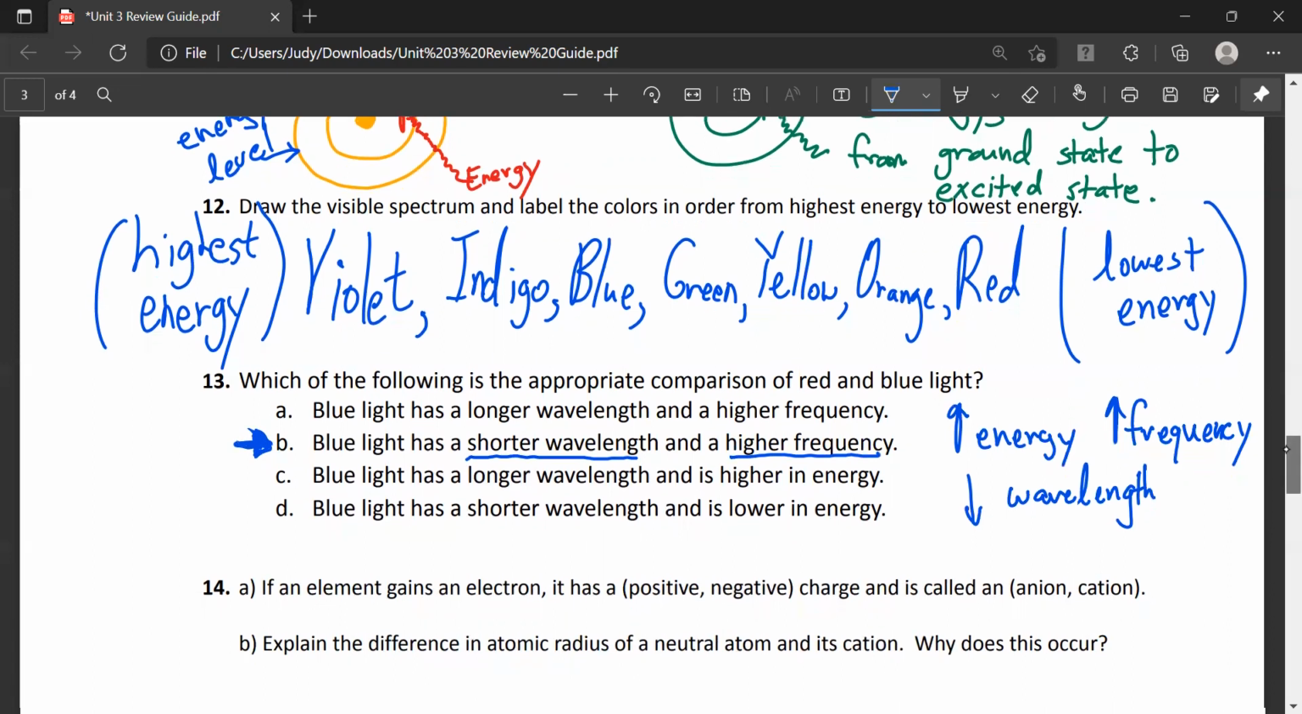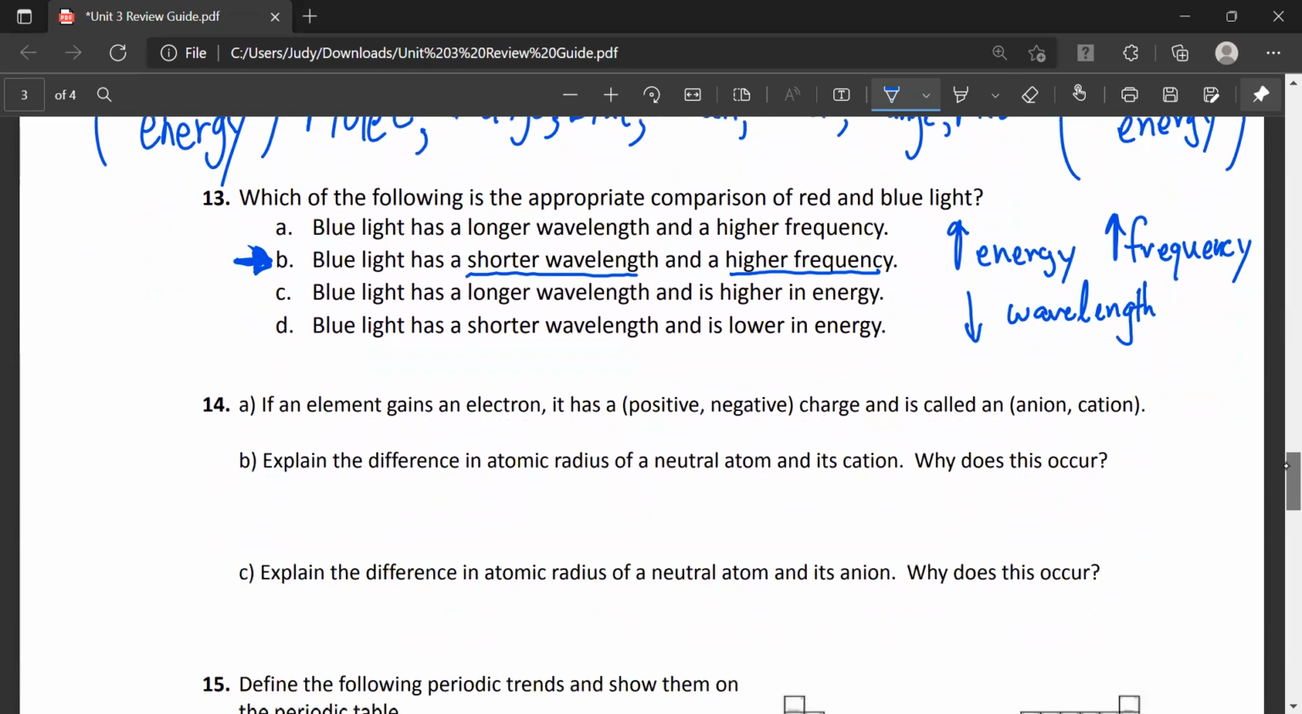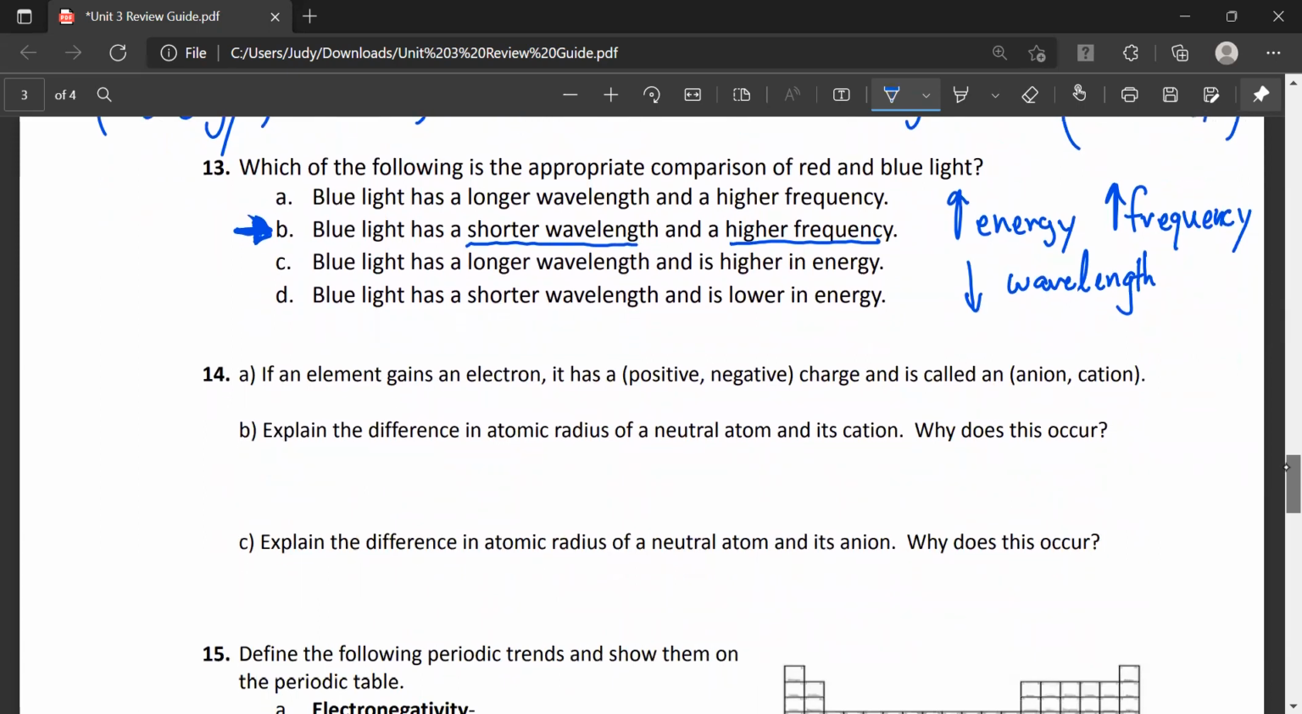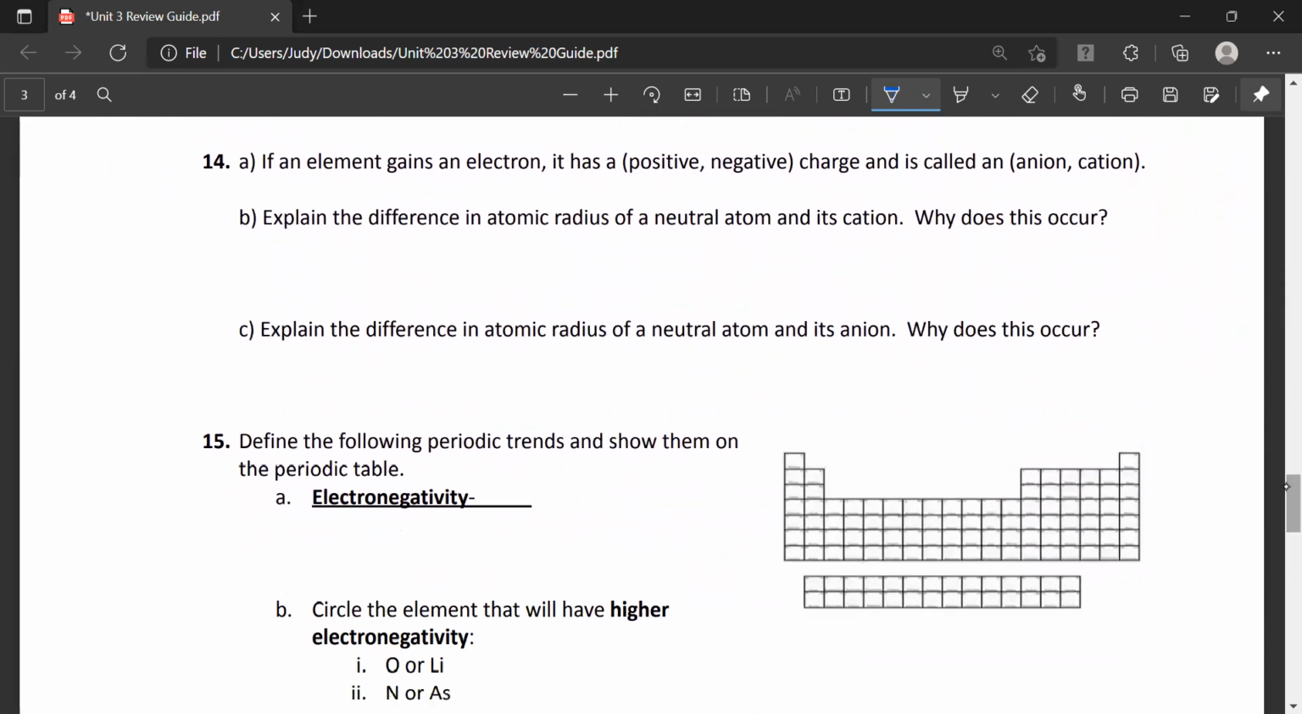And let's move on. So number 14, it says, if an element gains an electron, it has a what? So if we gain an electron, it's going to have a negative charge. And we said if it's a negative charge, that's going to be an ion. Keep that in mind.